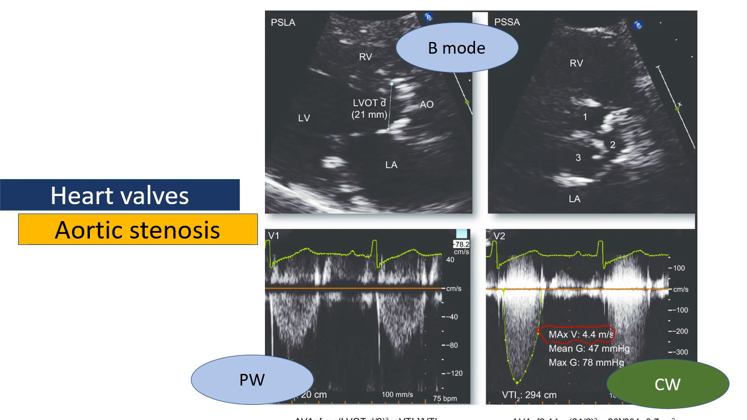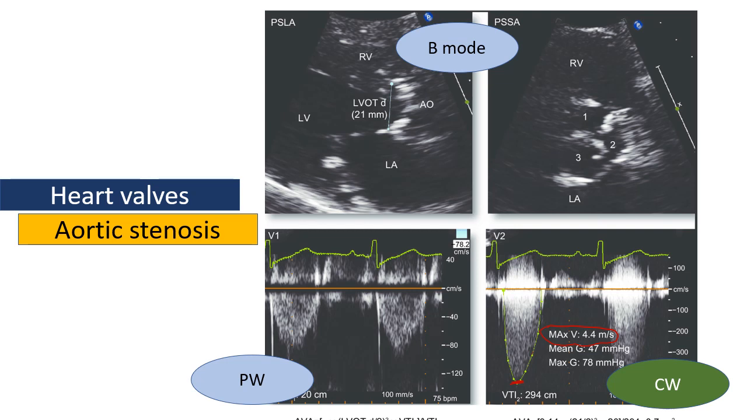And you can also get the maximum gradient and also get the mean gradient. You can get the mean gradient by tracing this envelope, and get the mean pressure gradient. And you can obtain the maximum velocity by obtaining this point, the apex of the envelope. This is translated to the maximum velocity across the aortic valve. So basically, the important thing to know in aortic stenosis is the continuous wave Doppler across the aortic valve.